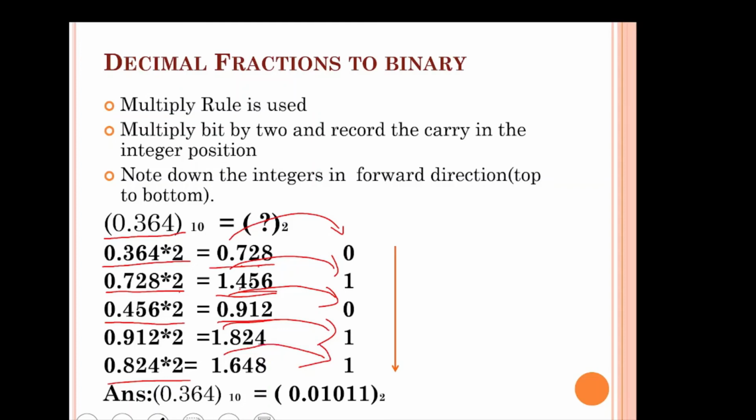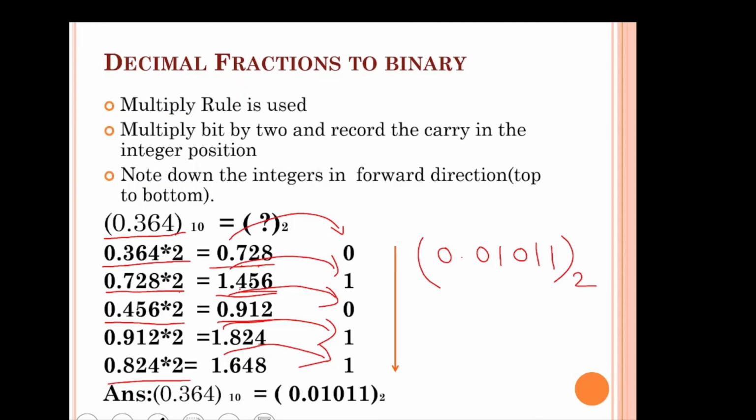So we have got these 5 integer parts, and now you have to note them down from top to bottom, that is 0.01011. This is going to be the binary equivalent of the given number. Here the accuracy of that fractional number will depend on how many times you repeat this procedure. But you can repeat it only for 5 times, that much accuracy is enough.